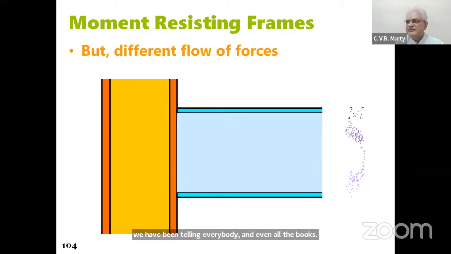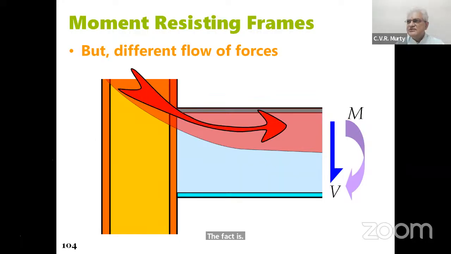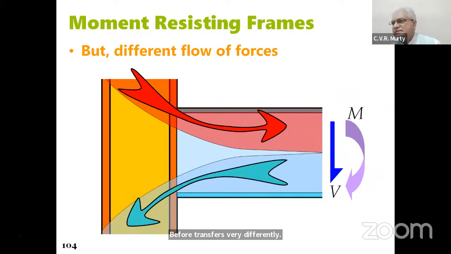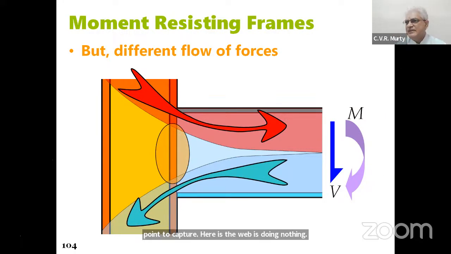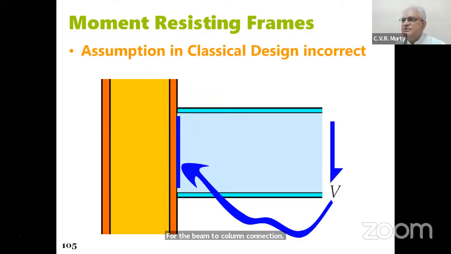But the fact is that when you apply this moment and the shear force, the force transfers very differently than what you notice in this case here. Important point to capture here is the web is doing nothing when you have the shear force and moment transfer happening. The web is actually not transferring anywhere. In fact, if you connect the web, it is detrimental to the connection, and it will cause additional stresses which are not good for the beam to column connection. Which means now that this assumption that we had in the yesteryears is not valid.